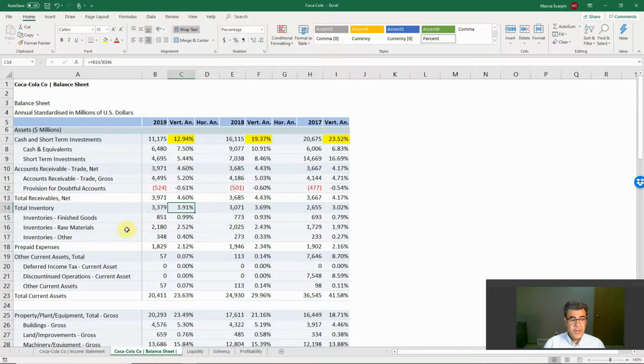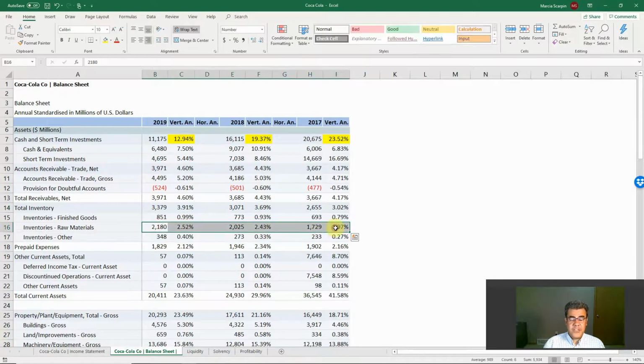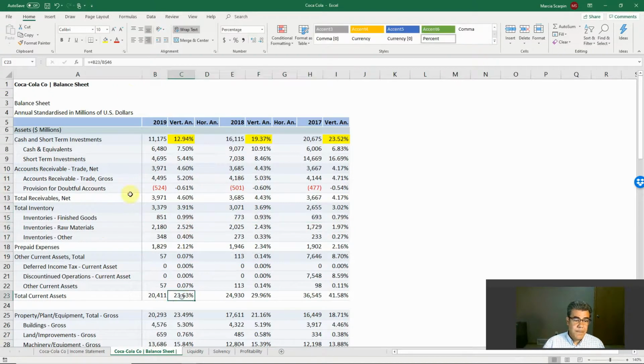That is good. And it's basically about raw materials. So they don't have a lot of finished good inventory because the turnover is very fast. So we don't need to store a lot of sodas. And then the other current assets and so on. So comparing here, the current assets is 23% of our total assets, but 12 is cash.